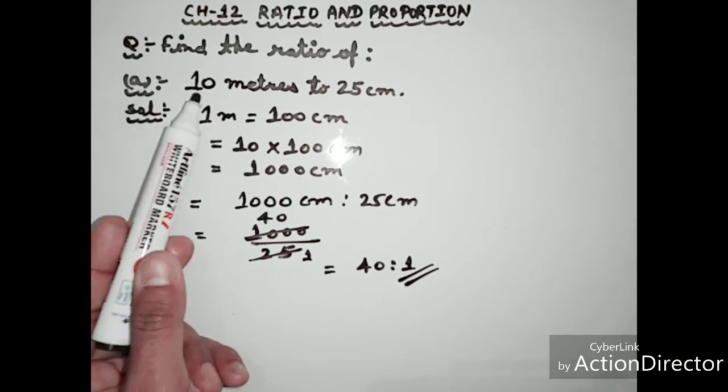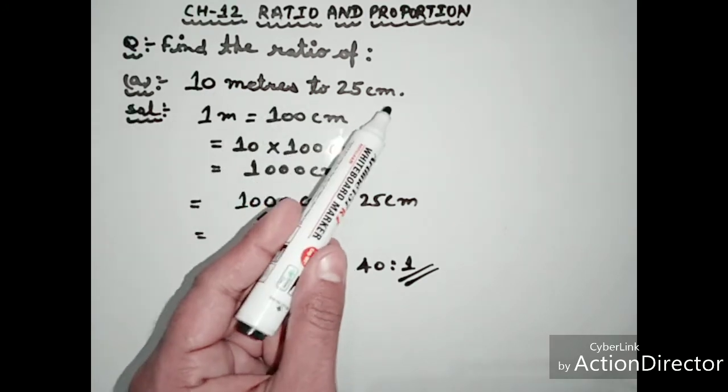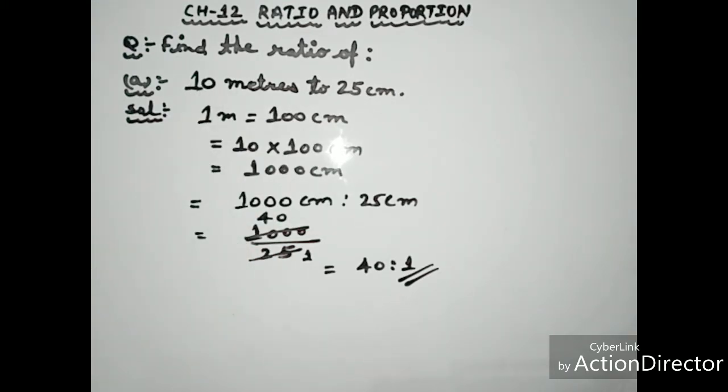So here the ratio of 10 meters to 25 centimeters is 40 ratio 1.